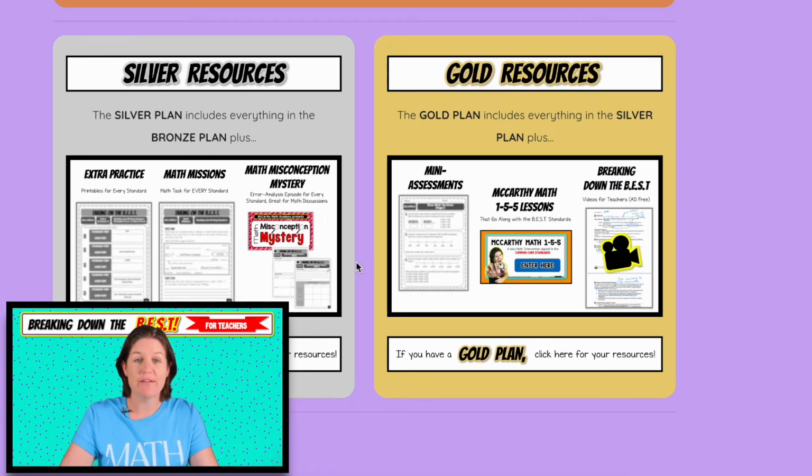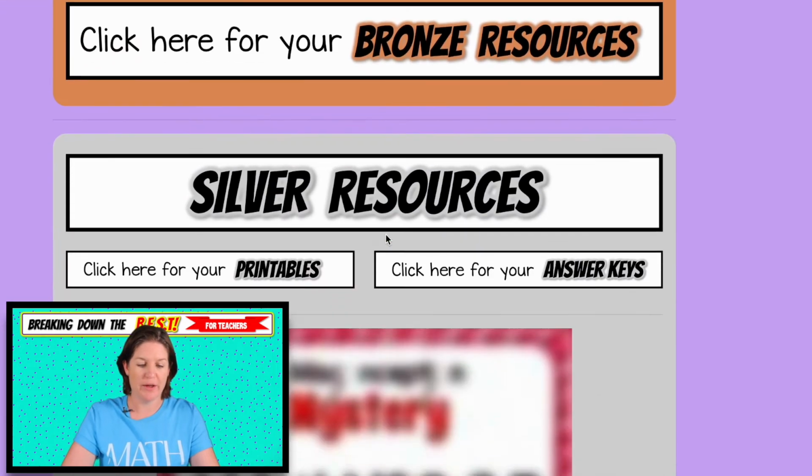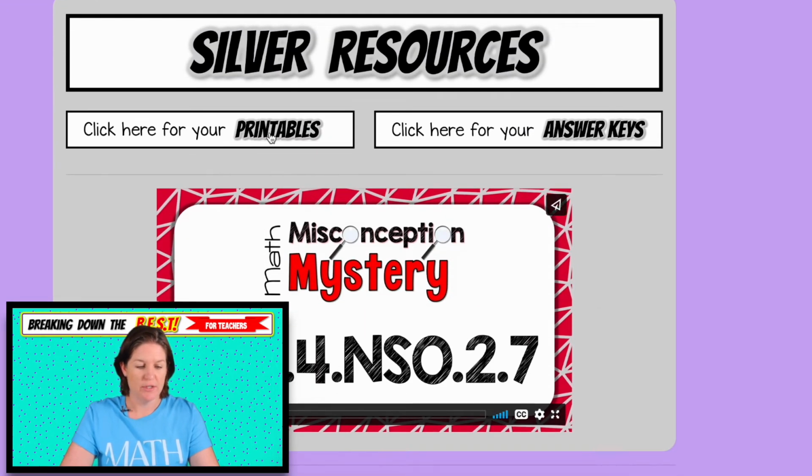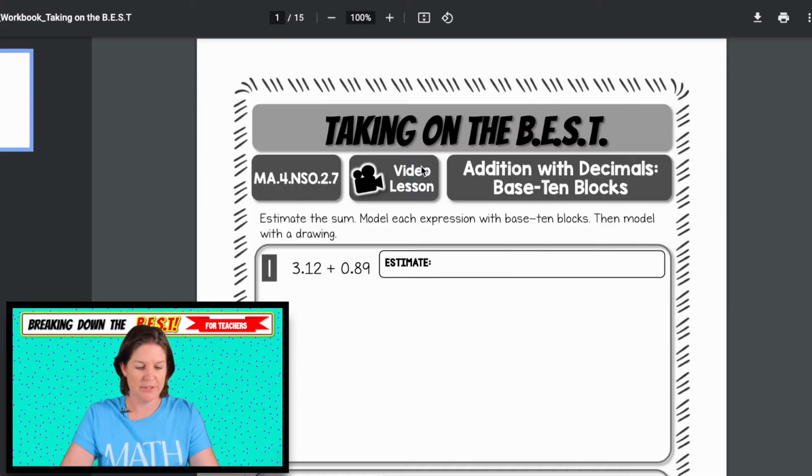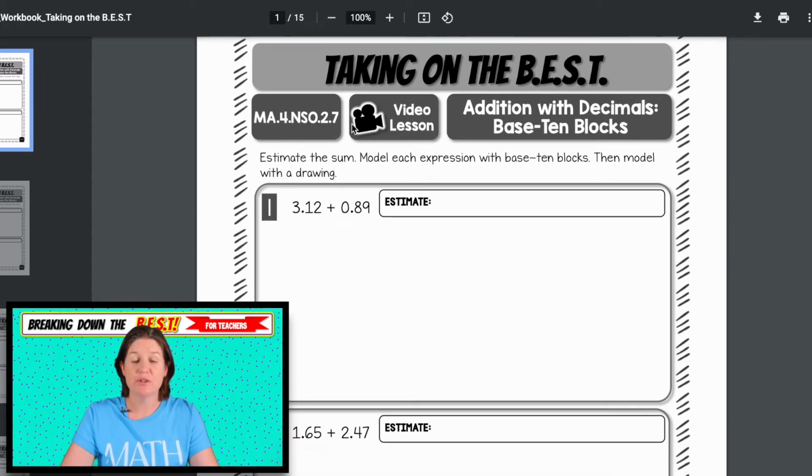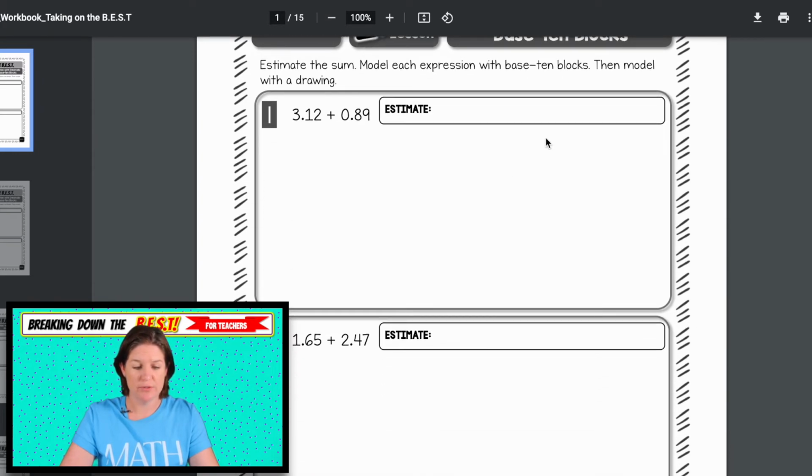Now, if you have the silver, you have access to even more. So let's go through what you have to support this standard. You have some printables, of course, your answer keys, and then this math misconception mystery video. Let's click on the printables. You can see the video lesson icon. So these are the videos.